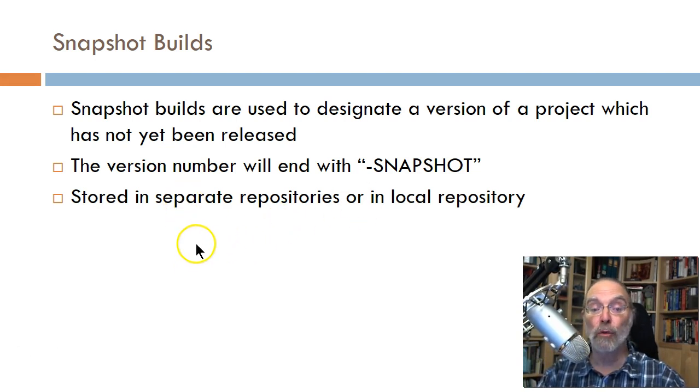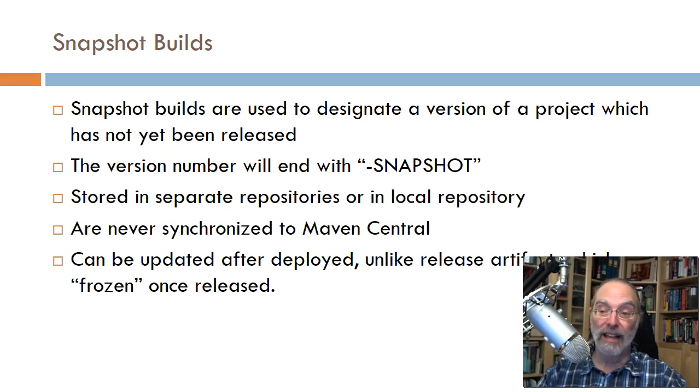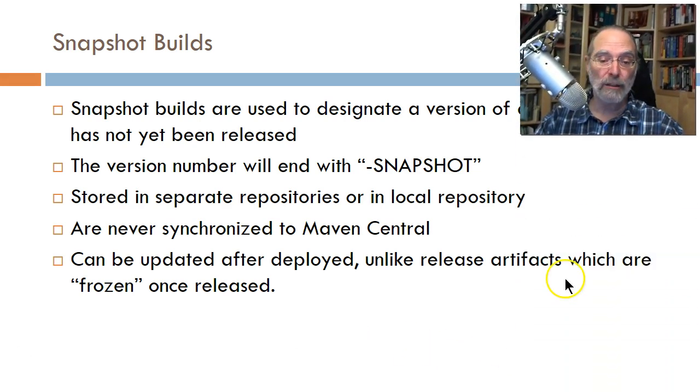If I had access to a remote repository, I would not be able to put up any projects that had a version number that ended in -snapshot. They would stay strictly in my local repository. Right? Never synchronized with Maven Central. They can be updated. So this is important. Normally when we release a final version of code and it goes into the repository, it is expected that if there are any changes, we're going to get a different version number. However, with Snapshot, it's acceptable to reuse the version number.